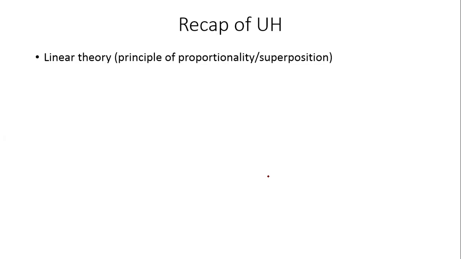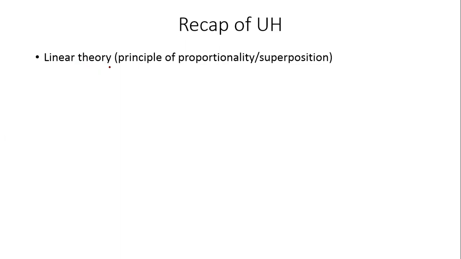The very first thing that we learned in the unit hydrograph approach is this idea of using a linear theory, which means a linear way of understanding a watershed, right? We assume that the watershed behaves as a linear system, by which I mean that if I know the input and the output for a unit input, then for any other input, I can find what the output will be, right? So that's what this linear theory means.